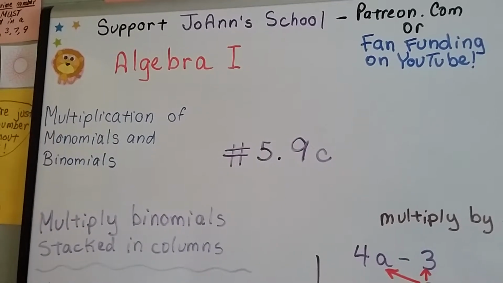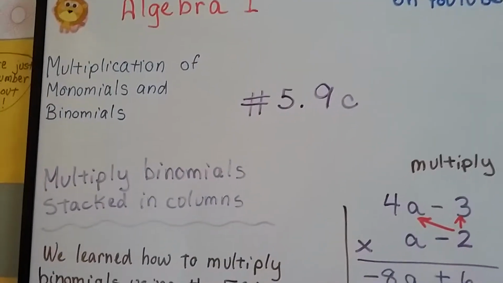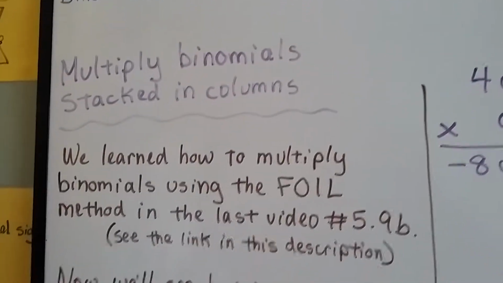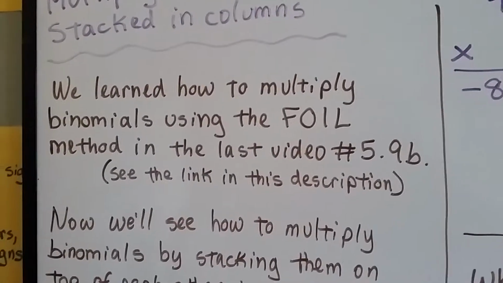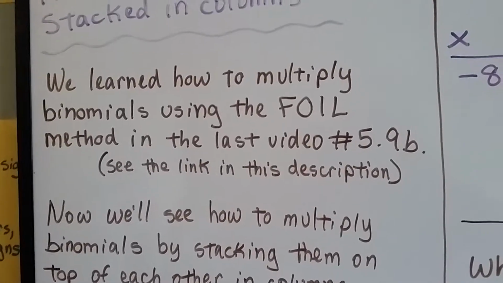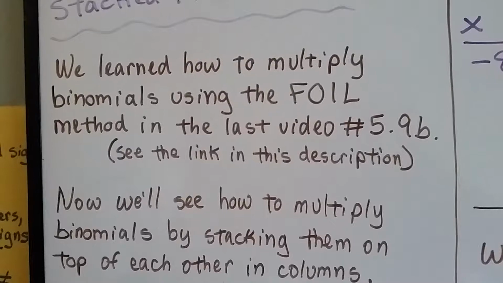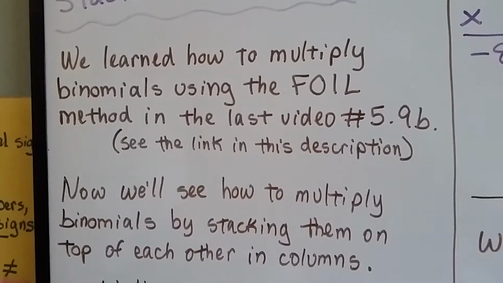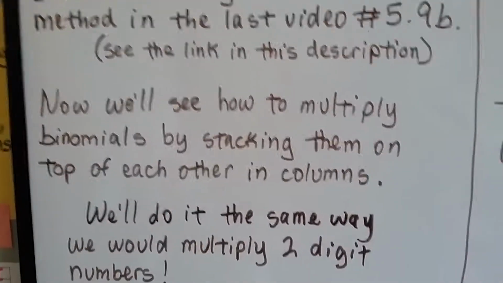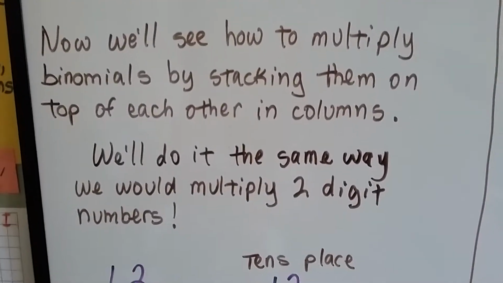Algebra I, number 5.9c, multiply binomials stacked in columns. We learned how to multiply binomials using the FOIL method in the last video, number 5.9b. There's a link in this description for that video. We also talked about using a rectangular method with boxes. Now we'll see how to multiply binomials by stacking them on top of each other in columns.